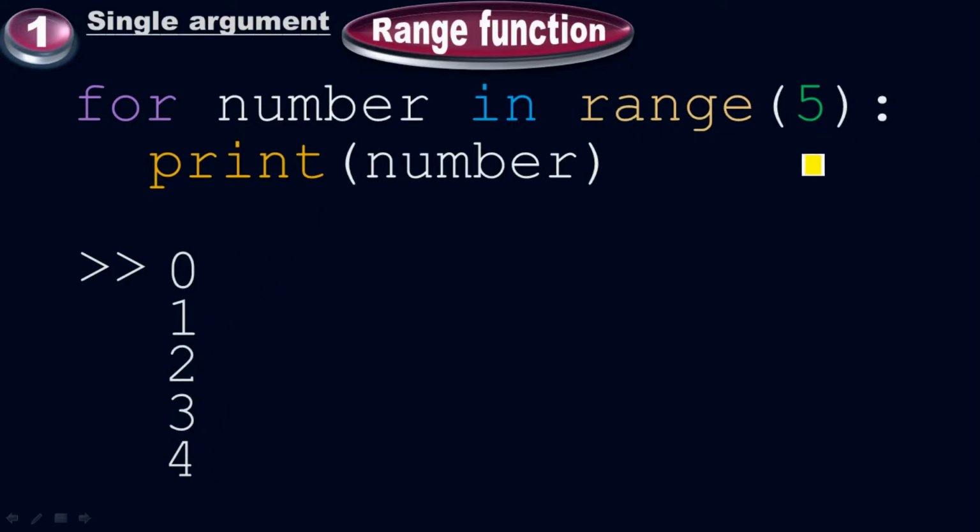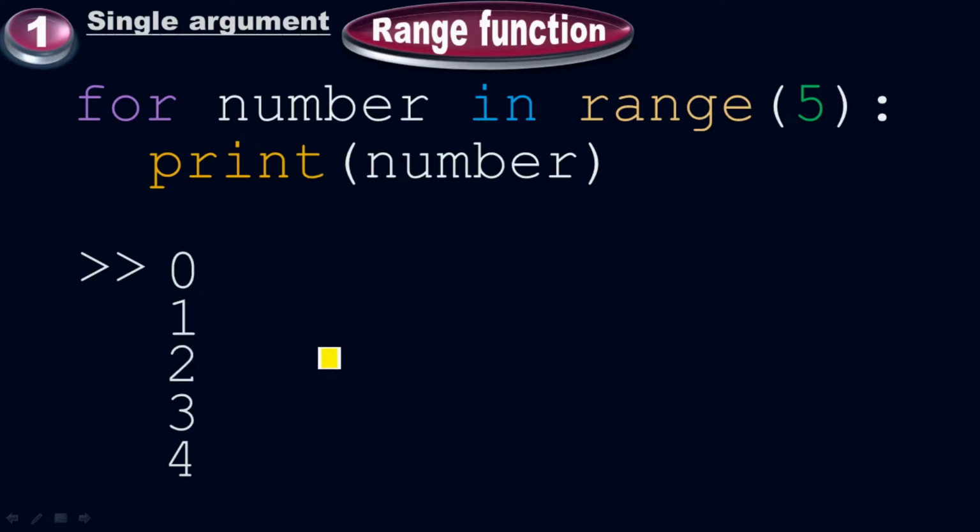So we take the range of 5, and then put a colon, press the enter button, and you will get a new line from here. Take the print of number. Whatever name you have here, you have to put it here. For example, if you have for A, you have to put print of A. If you have for X, you have to put the print of X. Since we have for number, therefore we're going to put print of number. When you run it, you will get 0, 1, 2, 3, 4. This will be the output.